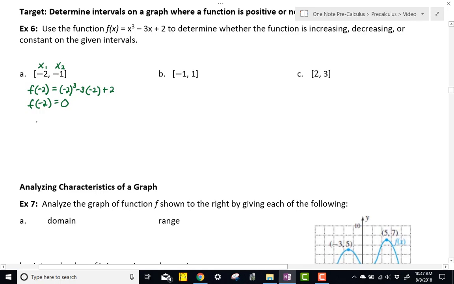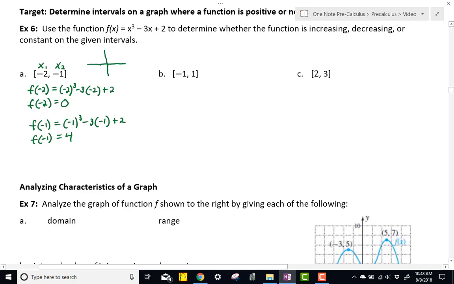Well, let's find out what f of -1 is. F of -1 is going to be -1 cubed minus 3 times -1 plus 2. And so f of -1, if we do the math here, we get -1 plus 3 is 2, and 2 plus 2 is 4. So you can see that the first value, f of -2, is 0, and the second value, f of -1, is 4.